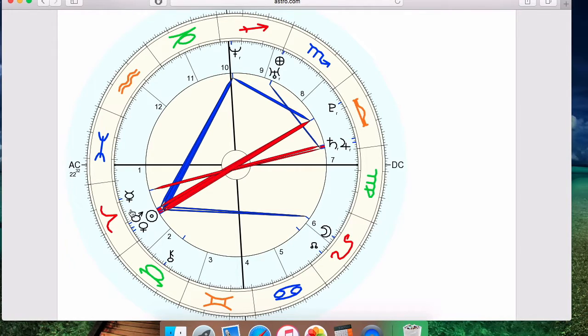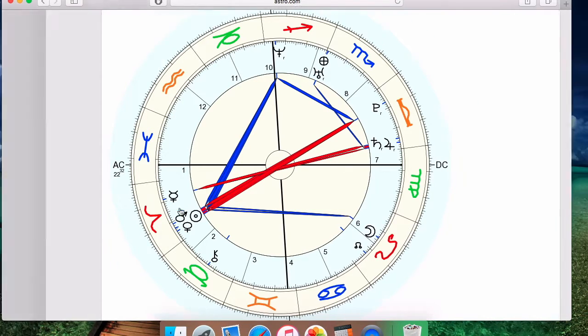And always opposite one intercepted sign is another. So over here, I've got Virgo on my descendant, and then if we go to the 8th house, I've got Scorpio on the cusp of the 8th house. So Libra is entirely encapsulated into the 7th house, and therefore it is intercepted.